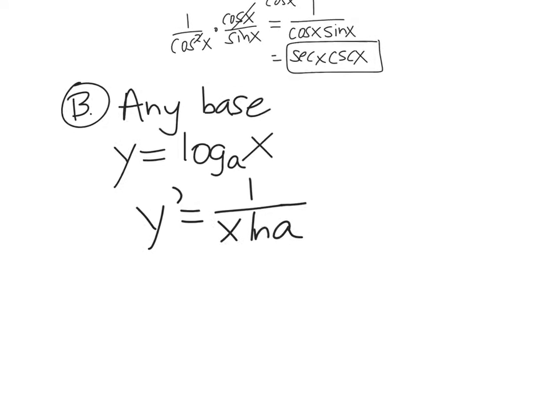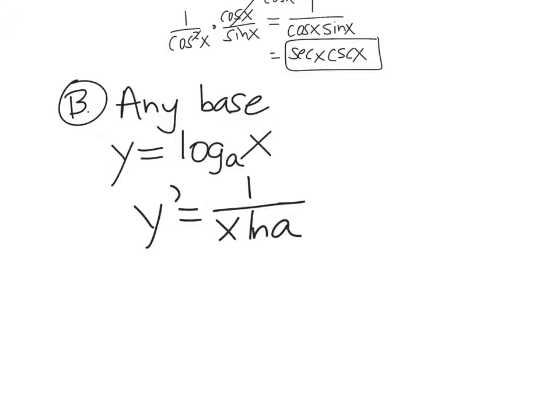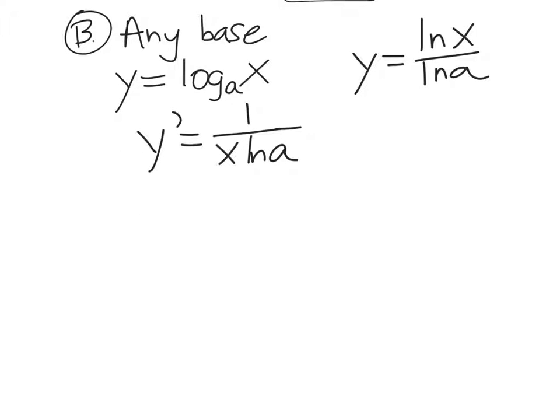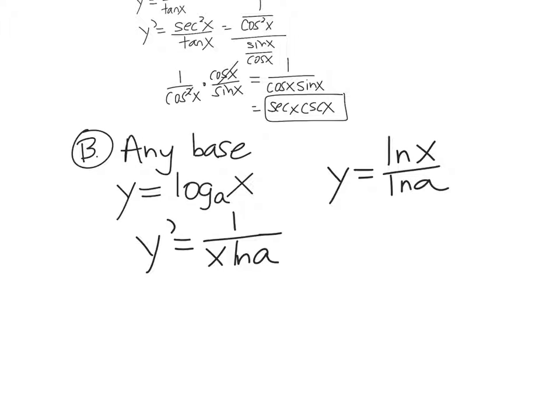If you ever forget that, you can always use the change of base formula. You could do natural log of x over the natural log of a. But I wouldn't do it that way. I would stay with this. It's that simple. If it was like log base 3 of x, it's like 1 over x natural log of 3.